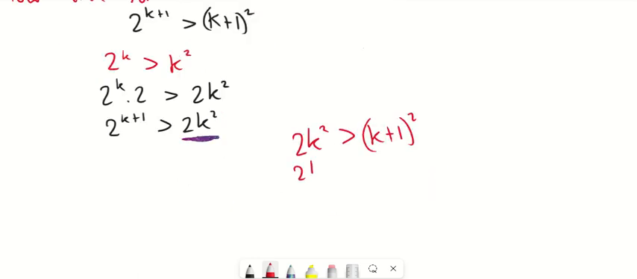So if I expand out the sides, on the right hand side I'd get k squared plus 2k plus 1. That's just expanding out the double brackets there. And then if I move everything to the left hand side, I get k squared minus 2k minus 1 is greater than 0.